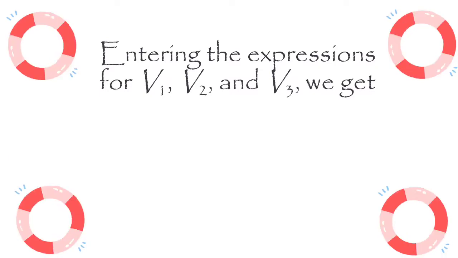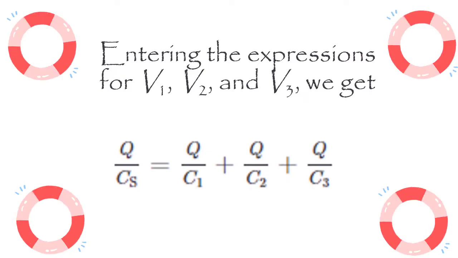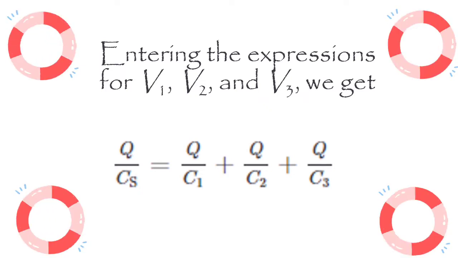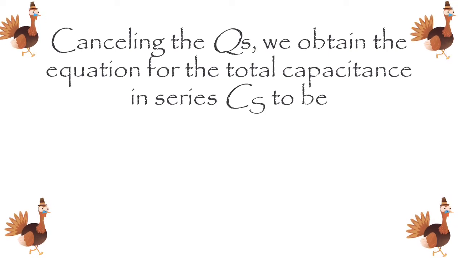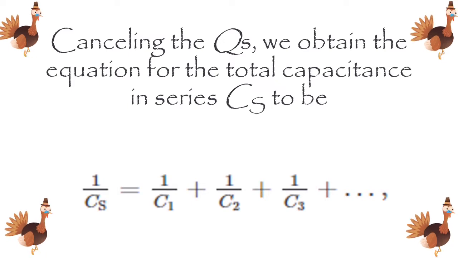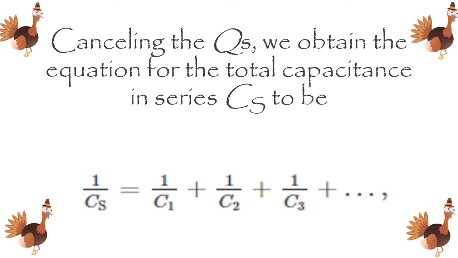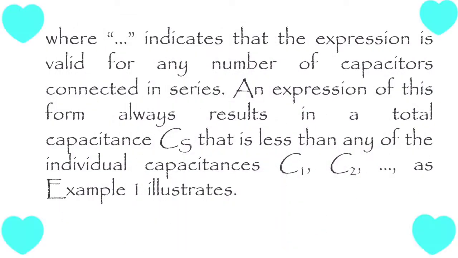So, entering the expressions for V sub 1, V sub 2, and V sub 3, we get Q over CS, or capacitance in series, is equal to Q divided by C1 plus Q divided by C2 plus Q divided by C3. Cancelling the Q's, we obtain the equation for the total capacitance in series, CS to be 1 over CS is equal to 1 over C1 plus 1 over C2 plus 1 over C3. Where 3 dots indicates that the expression is valid for any number of capacitors connected in series. An expression of this form always results in a total capacitance CS that is less than any of the individual capacitances C1, C2, etc. As example number 1 illustrates.